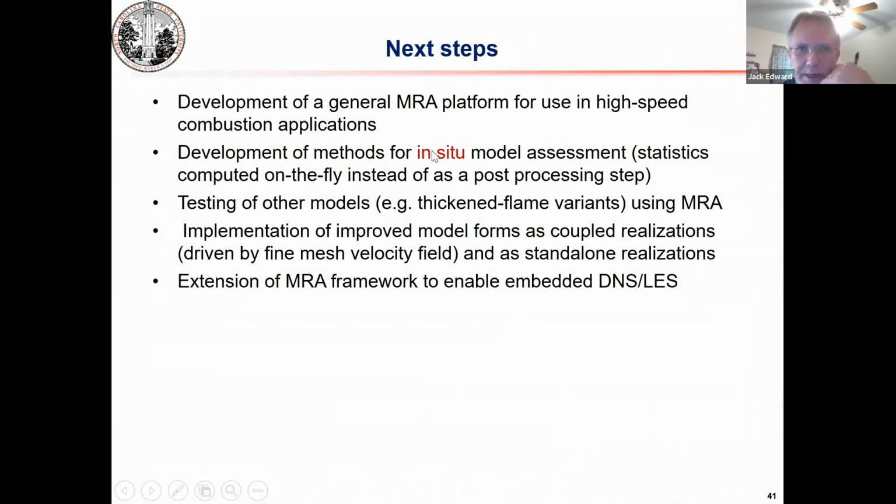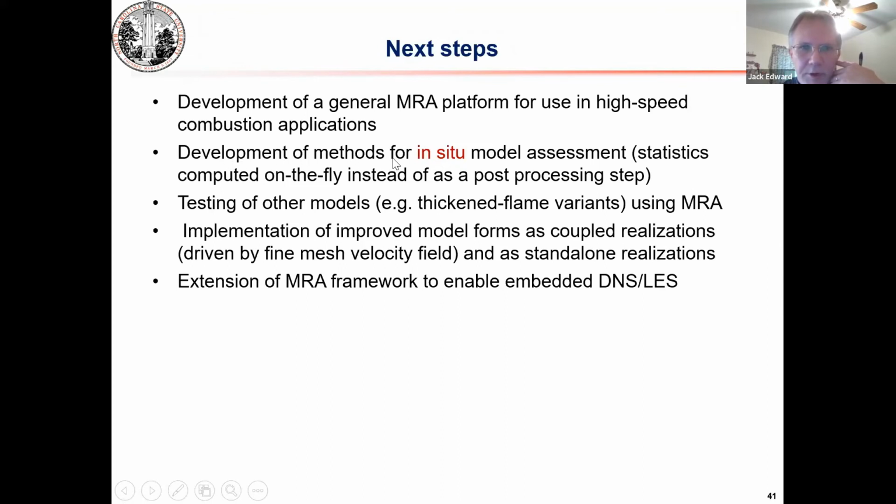So what are we trying to do now? Again, we were not working on this for a while. It's been sort of stop and start for the last few years. So what we're doing now is we're pushing in a more general MRA platform that has a lot less burden on the user to set things up.